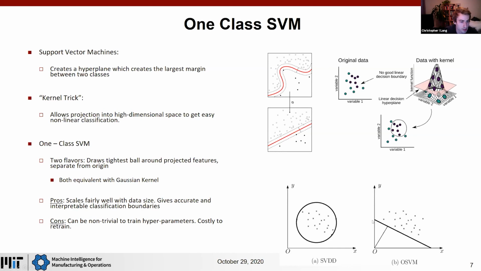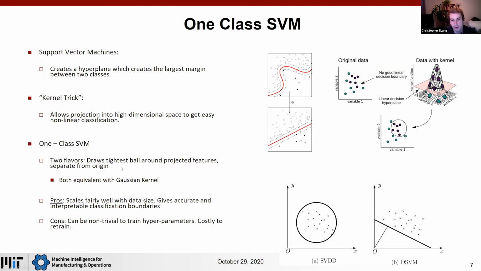And the second one is to try to separate these projected features from the origin. So the pros of this are that it tends to scale pretty well with the data size, because really what determines this classification boundary are just a small number of support vectors, which are the points that determine this classification boundary. Here it's the points on the margins themselves. So these 1, 2, 3 points are really the support vectors. And when you're doing the classification, you can actually ignore all the other points.